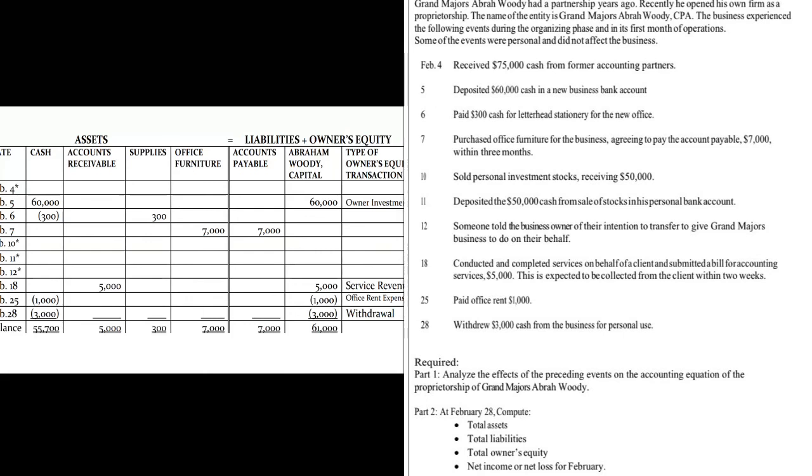Going over to total liabilities. What are total liabilities? There was just one liability, and that was accounts payable. Adding down, we got $7,000. Total owner's equity, the same thing. We only had one column. So we're adding down, we got $61,000. Remember, our figures in brackets are supposed to be subtracted. So from that, our total assets would be $68,000. Total liabilities, $7,000. And our owner's equity, $61,000.